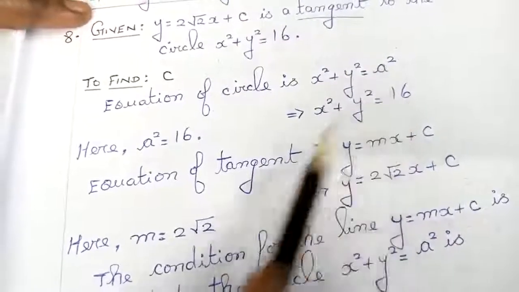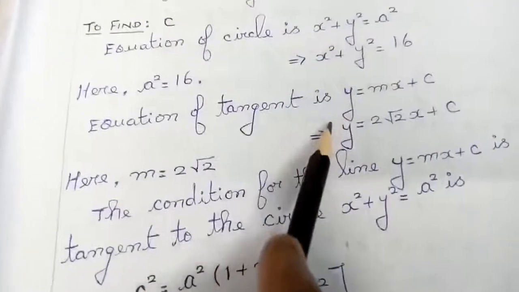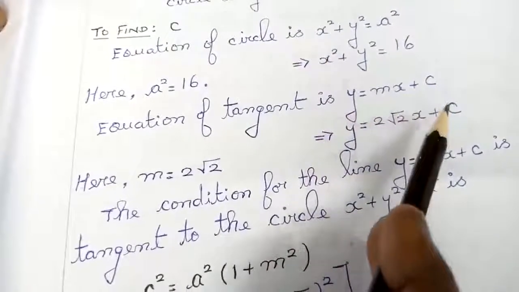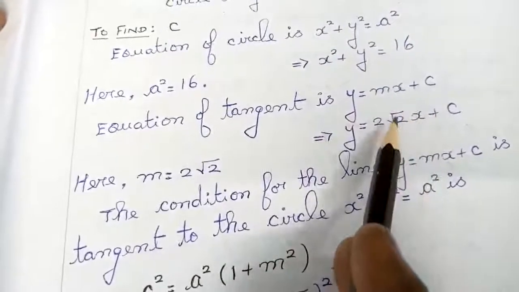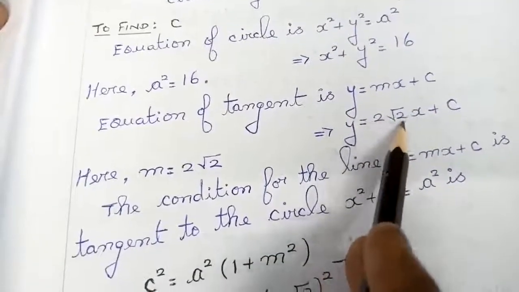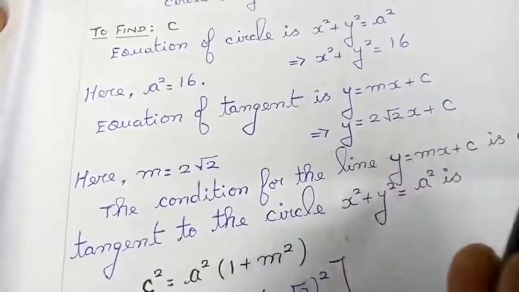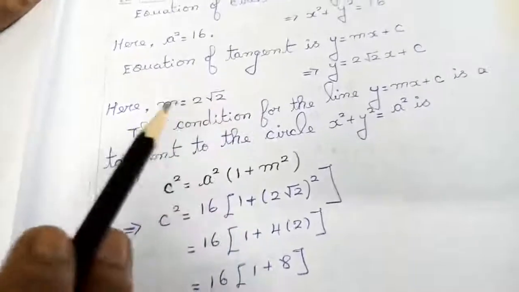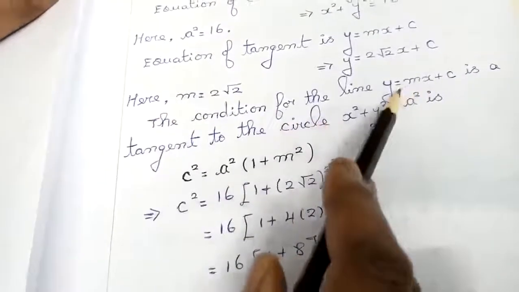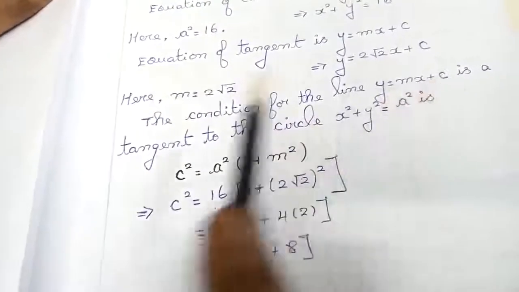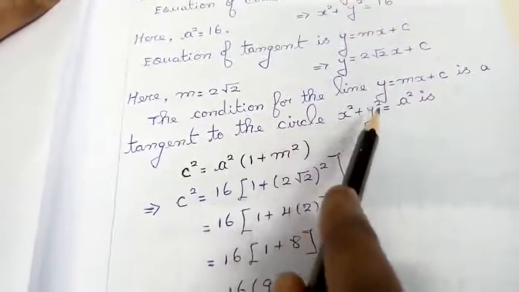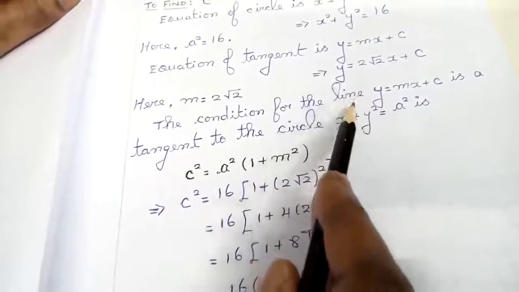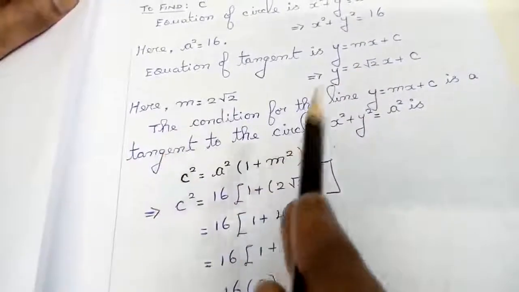Replace it. For the equation of tangent, the formula here is y equal to mx plus c. In place of m, you have 2 root 2, and c you are going to find out. That is, here m equal to 2 root 2. Now, the condition for the line y equal to mx plus c to be a tangent to the circle x square plus y square equal to a square. We are going to link the line being a tangent to the circle. We are going to prove that condition.